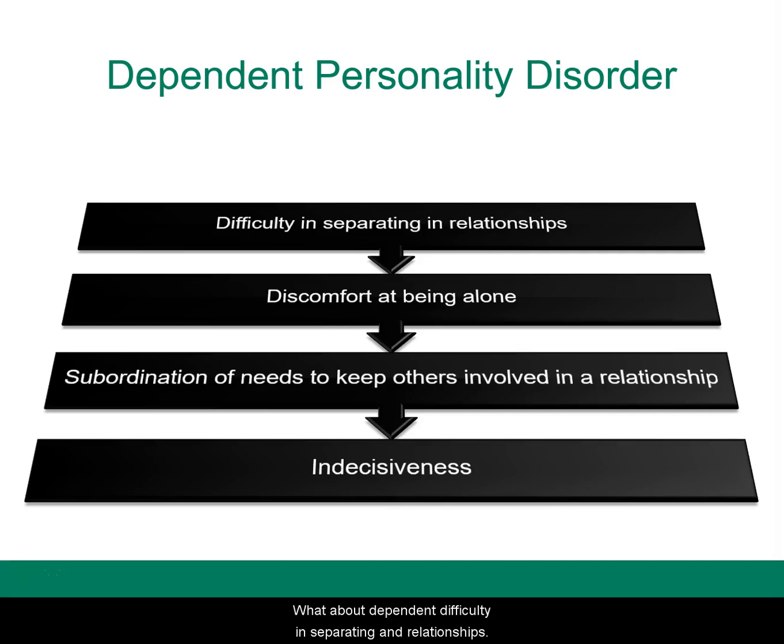What about dependent? Difficulty in separating in relationships, discomfort at being alone, subordination of needs to keep others involved in a relationship, and indecisiveness. Kind of like the opposite of that avoidant personality. These are people that need to be around other people.